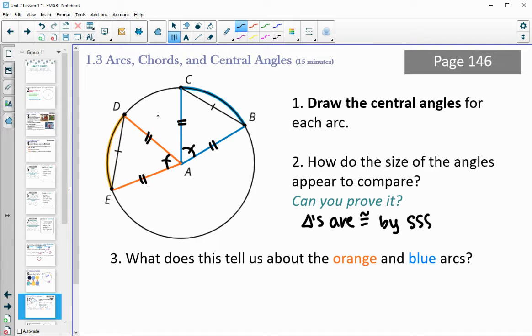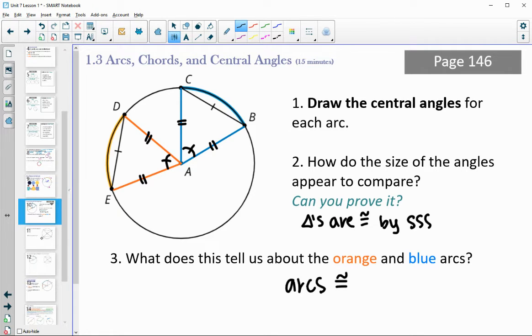So then what would that tell us about these arcs? Well, what we just talked about on the other screen, if the central angle proportions out to the arc, if these two angles are equal, then the two arcs must be equal. So the two arcs are equal in measure. So whatever these angles are, that's how big the measure of the arcs are as well.